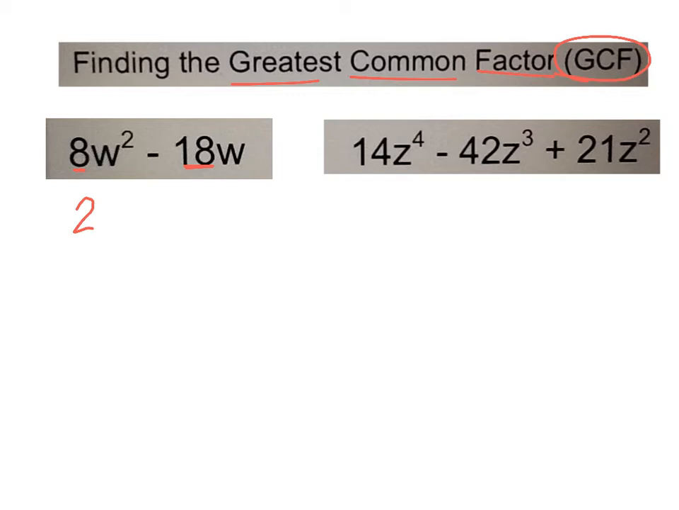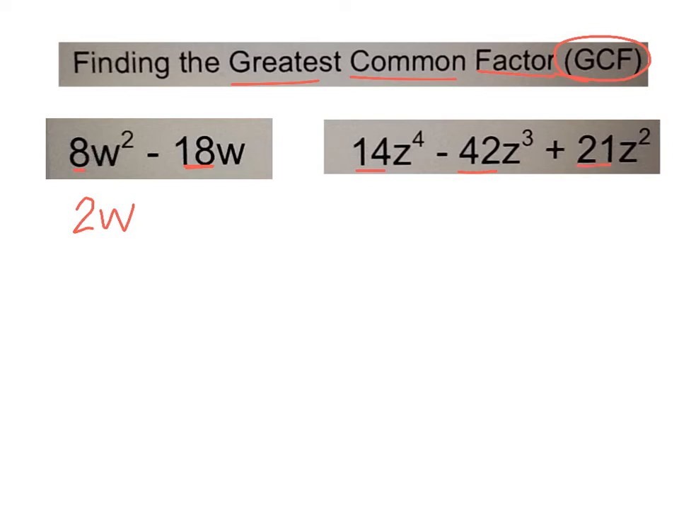For the variable part of it, as long as every term, and there's two terms here, as long as both terms have a variable, it's basically just the variable with the smallest power. So here 2w would be the greatest common factor. Okay? And I think that will make a little bit more sense too when we move to the next part where we're actually factoring. Over here our numbers are 14, 42, and 21.